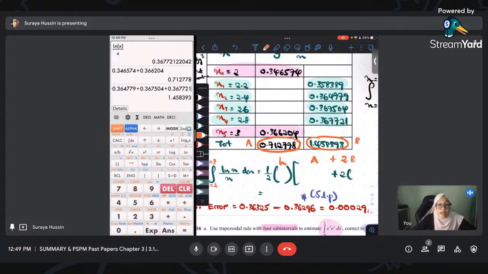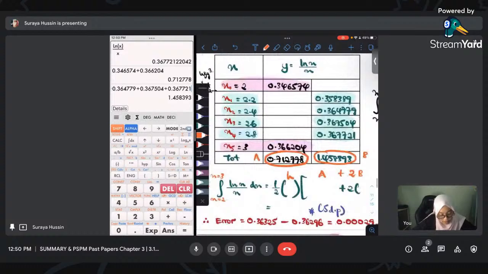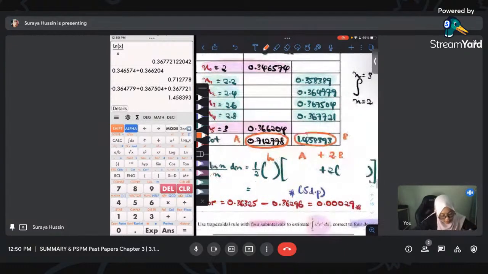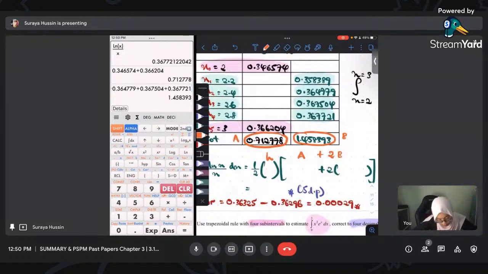Ada setengah soalan. Miss, yang X2 tu dia bukan 0.358380. X1 ke masuk river? Maksud river yang X1 kan? Ke X2? Kejap river. Bagi saya tulis dulu.